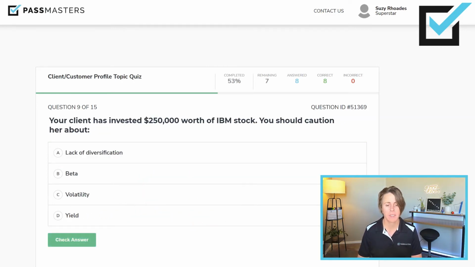Your client has invested $250,000 worth of IBM stock. You should caution her about... Choices include lack of diversification, beta, volatility, or yield. To have that much money all in one company's stock, you should definitely caution her about lack of diversification.